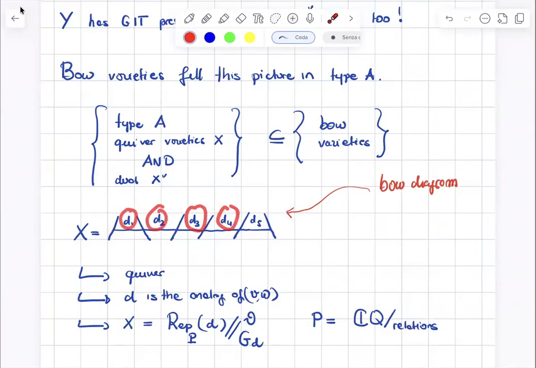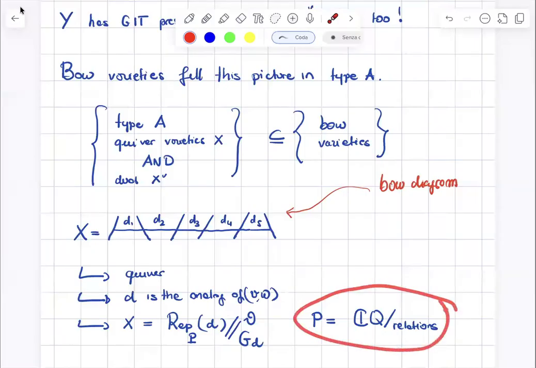And the idea is that the shape of the diagram allows you to construct some quiver. This dimension vector D is the analog, it's not exactly the same thing, but it's the analog of the dimension vectors V and W for a quiver variety. And it is still true that I can realize the bow variety as some GIT quotient. And now the GIT quotient is still the GIT quotient of a representation scheme. The only thing is that it's not the representation scheme of the path algebra of the quiver, but rather of some kind of appropriate quotient.